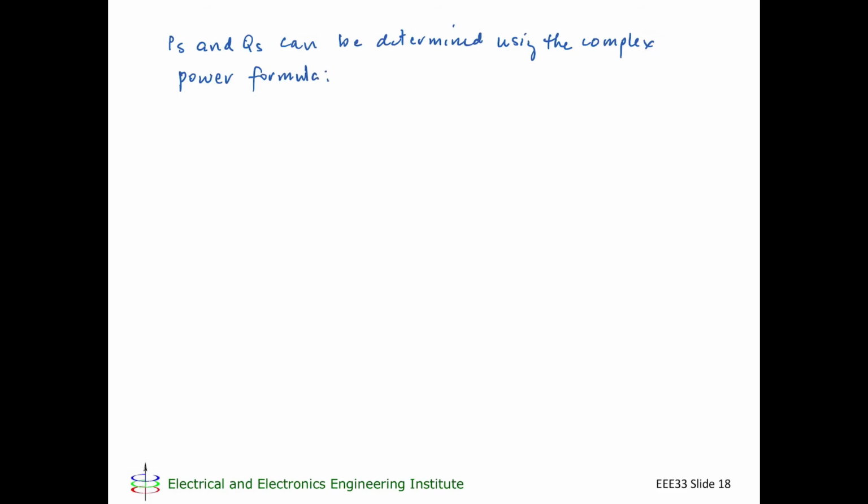Now, how do I determine P sub S and Q sub S? P sub S and Q sub S can be determined using the complex power formula. What is that? The complex power associated with the source will be the phasor voltage of my source multiplied by the conjugate of the phasor current through the source.